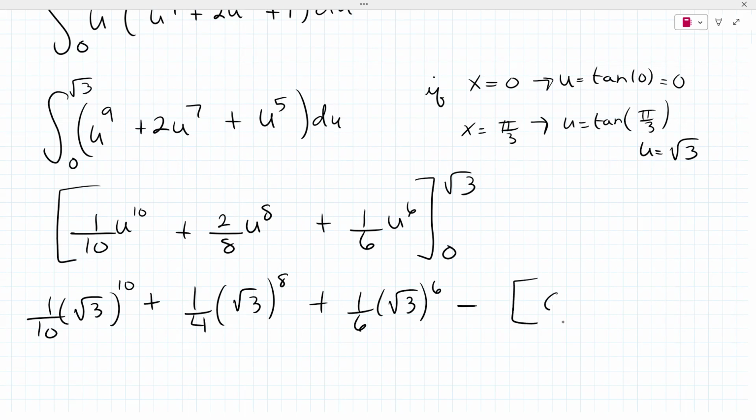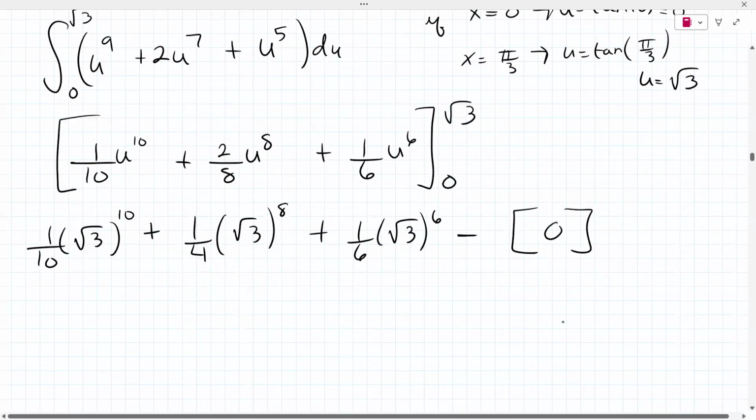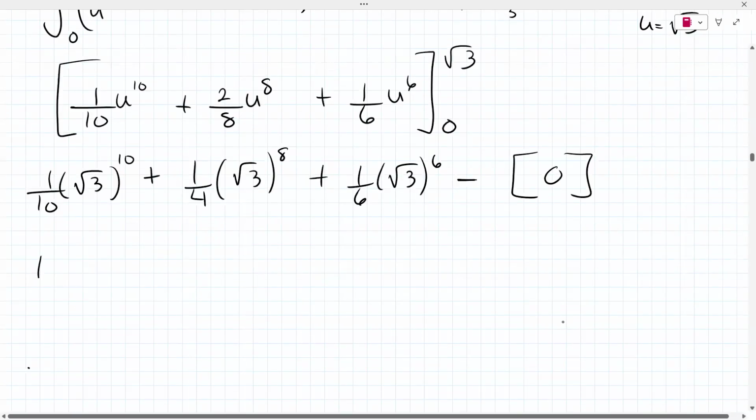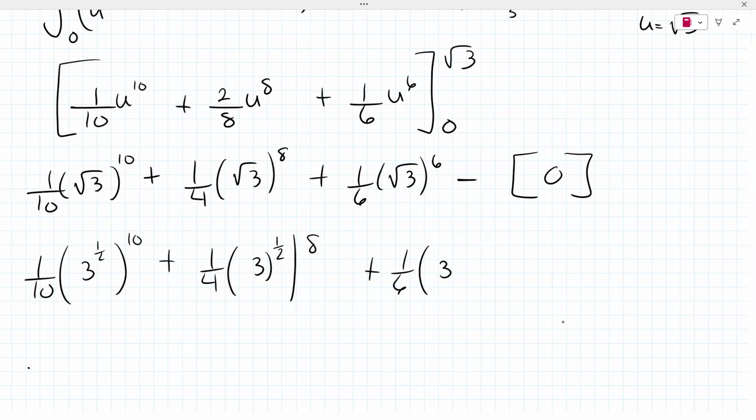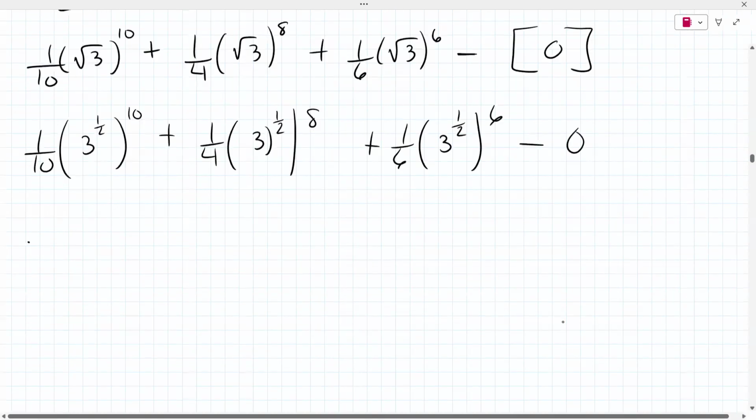Minus 0. And let's rewrite it using powers. Radical 3 is the same thing as 3 to the 1/2 raised to the 10, plus 1/4 times 3 to the 1/2 to the 8th, plus 1/6 times radical 3, which is the same thing as 3 to the 1/2 raised to the 6, minus 0. I get 1/10.